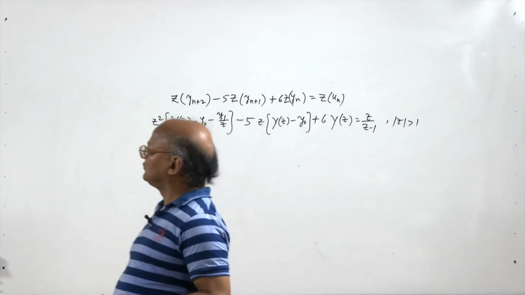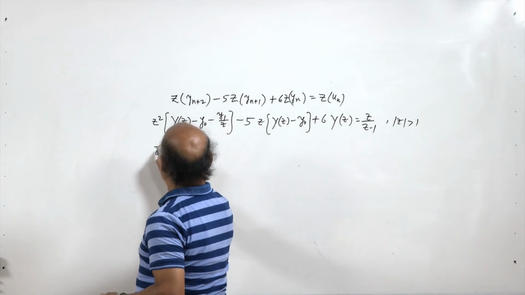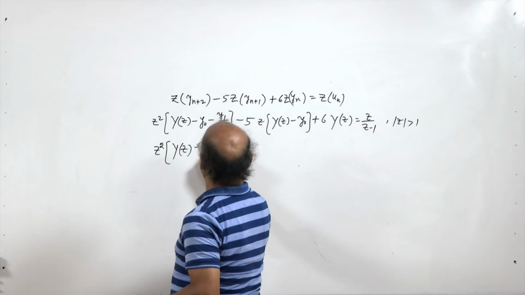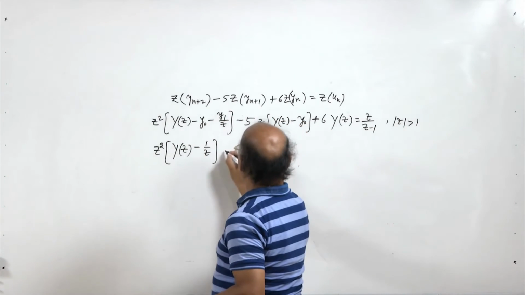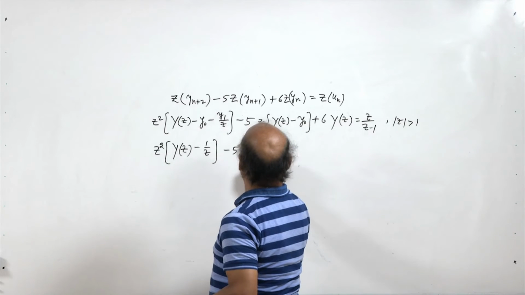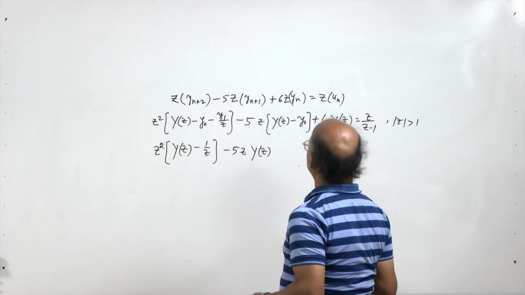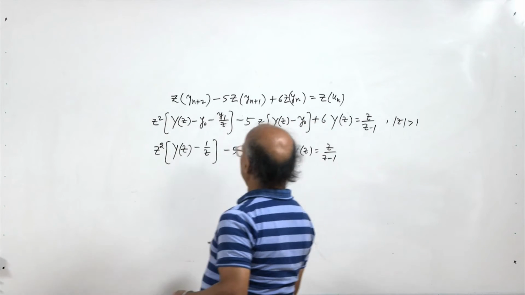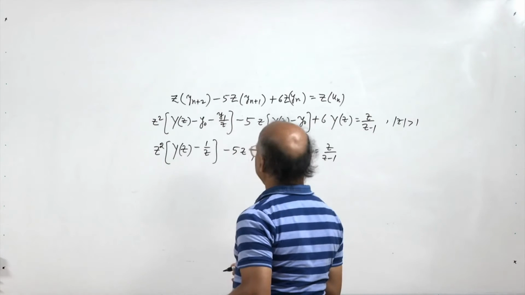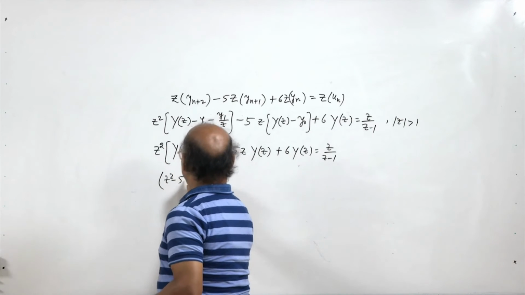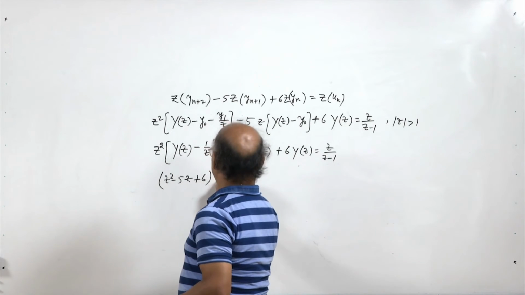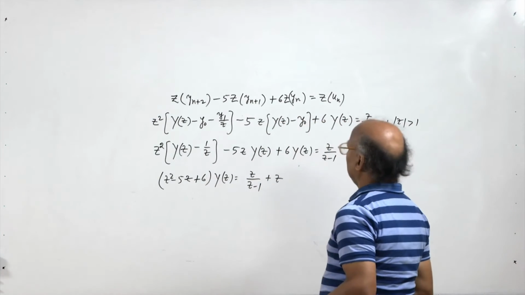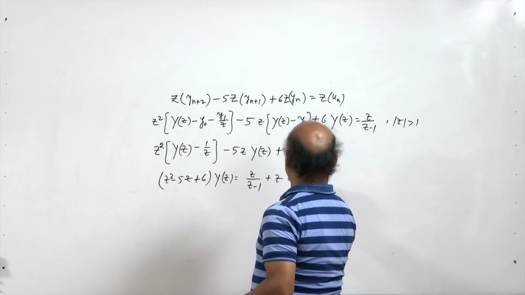Now, let us use the values of y(0) and y(1). y(0) is 0, y(1) is 1. So, z square times Y(z) minus 1 by z, because y(0) is 0, y(1) is 1, minus 5 times z into Y(z), because y(0) is 0, plus 6 Y(z) equal to z over z minus 1. Let us collect the coefficient of Y(z) here. So, z square minus 5z plus 6 times Y(z) equal to z over z minus 1 plus z, which is z square divided by z minus 1.